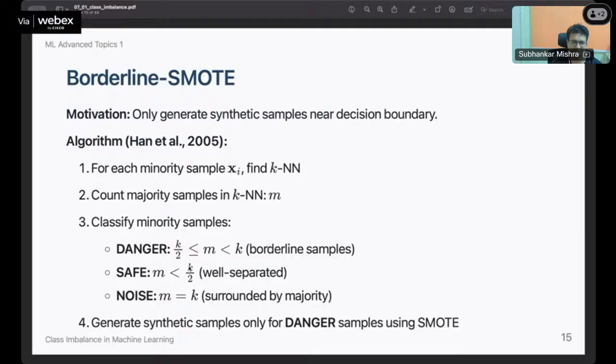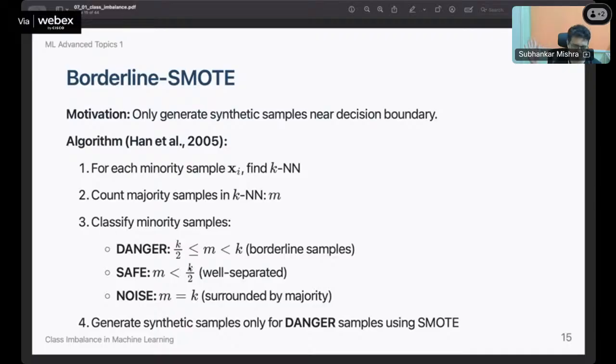Specifically, half to almost all of the neighbors will be majority. The safe zone is where mostly you have minority neighbors, so there's no difficulty in deciding whether it belongs to that class or not. And the noise zone is completely surrounded by the majority. So for each minority sample, you look at its k nearest neighbors, and now you are classifying those minority samples.